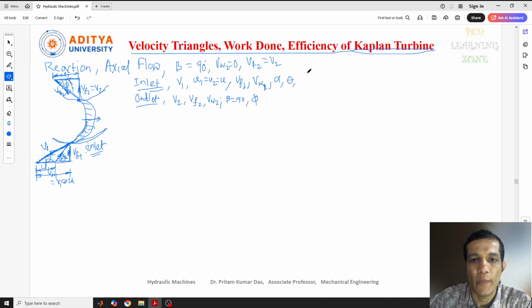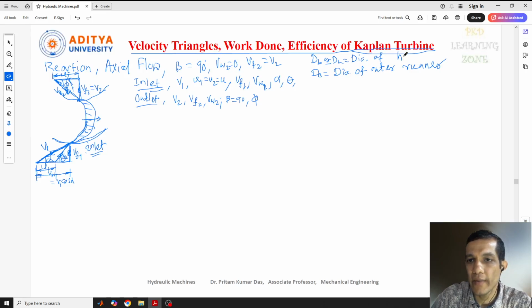Along with that, we have another terminology, that is DO. This is the diameter of the runner, or we can say the outer diameter of the runner. Similarly, another one is DB, or we can consider DH. This is nothing but the diameter of the hub, because in this Kaplan turbine we need to consider a mechanical hub or boss. So that is the condition.